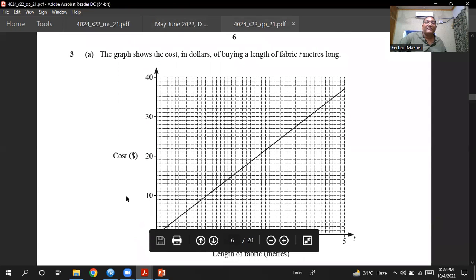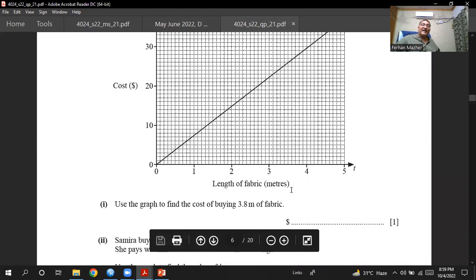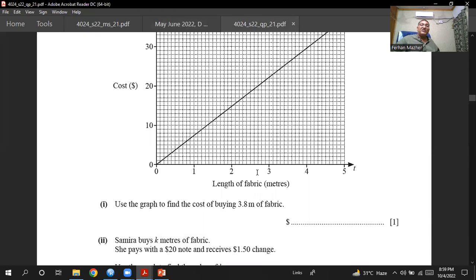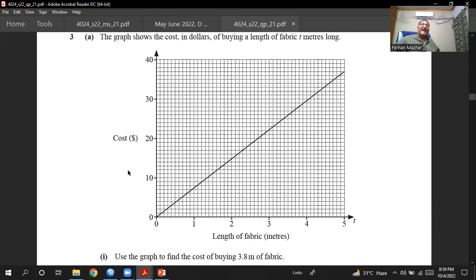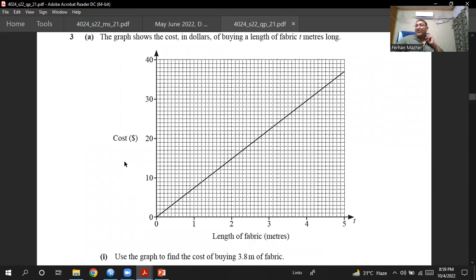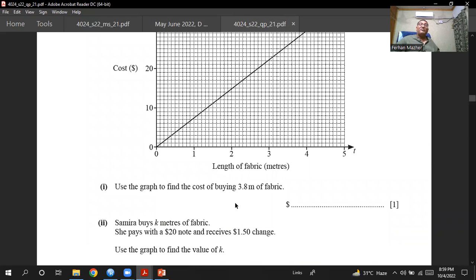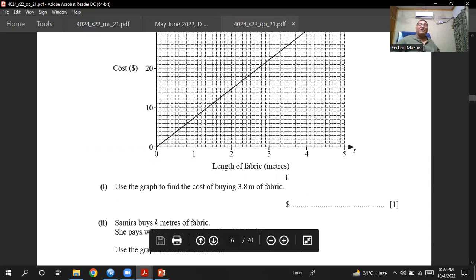The next question is question number 3. He says the graph shows the cost in dollars of buying a length of fabric t meters long. So here on the x-axis we have the length of the fabric, 1 meter, 2 meter, 3 meter, 4 meter. On the y-axis we have the cost of the fabric, $10, $20, $30, $40. So this graph is between the cost and the length of the fabric. He says use the graph to find the cost of buying 3.8 meter of fabric.